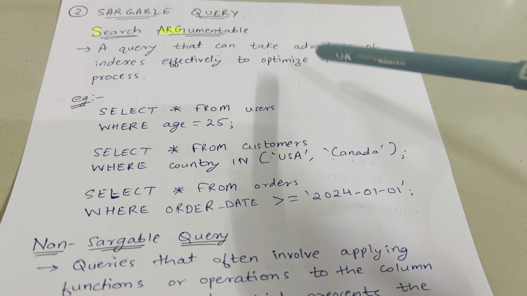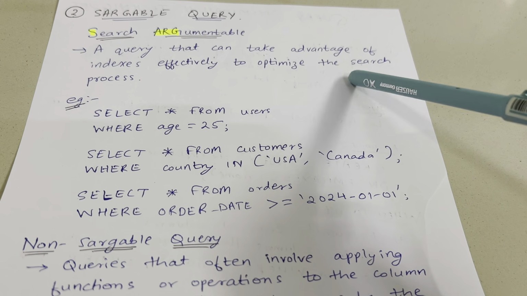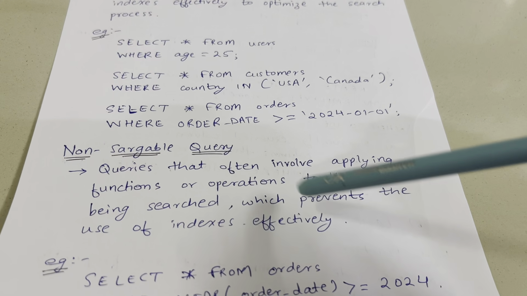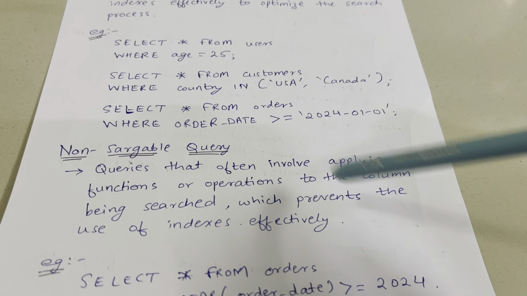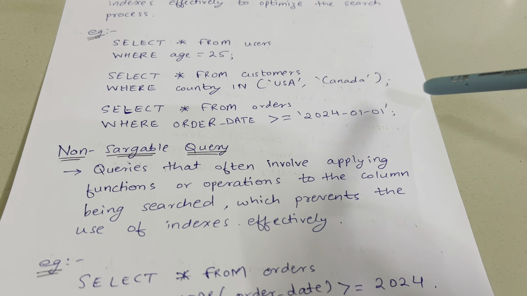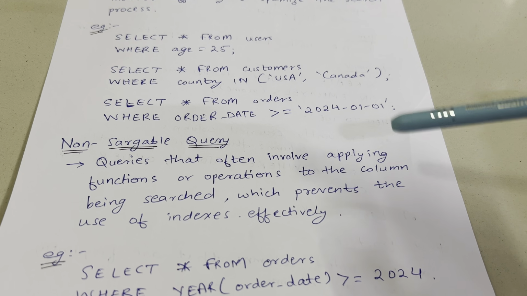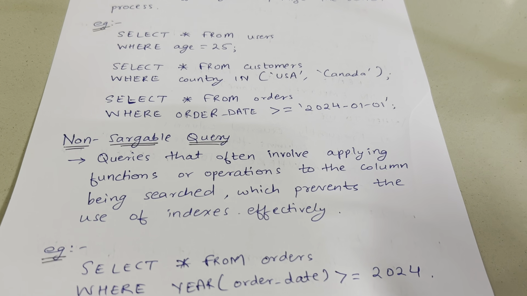Which means a sargable query is a query that you write where indexes can be effectively used, and in non-sargable queries there are mostly functions or calculations involved which prevent the use of indexes. You will understand this better with the help of examples. So let's look at the examples.